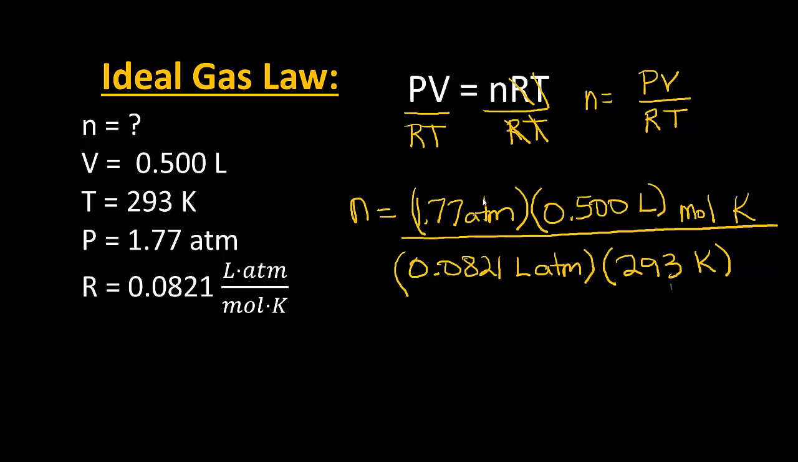Now I am going to cancel my units that I can. I have an atmosphere on top and an atmosphere on bottom, so they cancel. I have a liter on top and a liter on bottom, so they cancel. I have a Kelvin on top and a Kelvin on bottom, so they cancel, and I'm left with moles, which is what I want to be left with because I'm looking for moles. So n is equal to 1.77 times 0.5 divided by 0.0821 times 293, and that is 0.0368 moles.